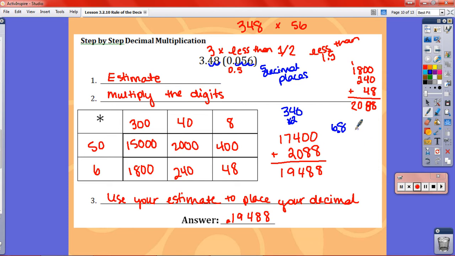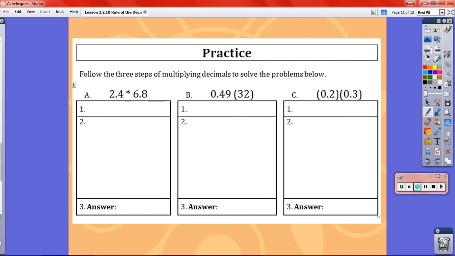And your estimates are important for making sure that you can check your work and that it makes logical sense. So if you memorize the rule, that's great. Just keep that estimate in your head. Very important part of math.